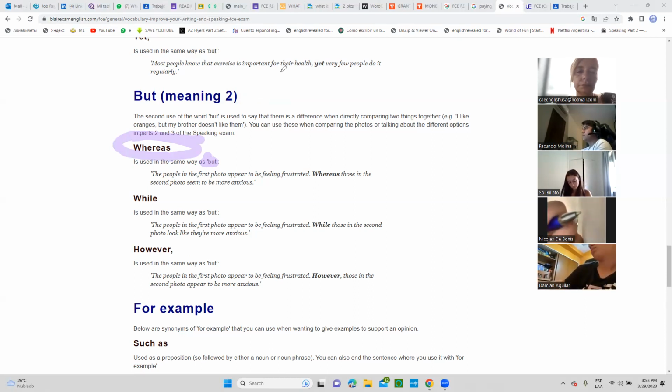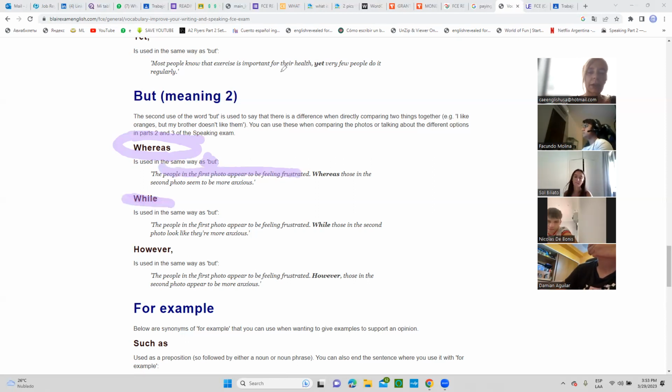The people in the first photo appear to be feeling frustrated, whereas those in the second photo seem to be more anxious. So take a look at the way we use it. We have the first sentence, and then we use whereas, no comma, and now we are talking about the difference. The people in the first photo appear frustrated, whereas in the second photo, they seem more anxious. Okay, so we are talking about the difference between two things.